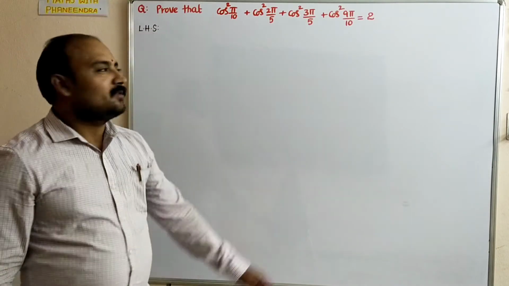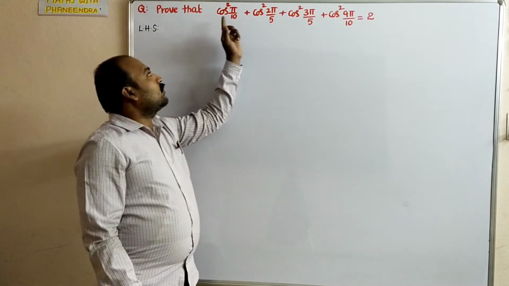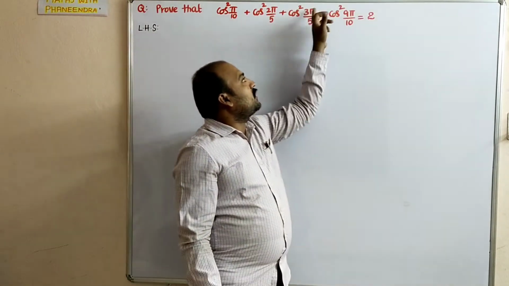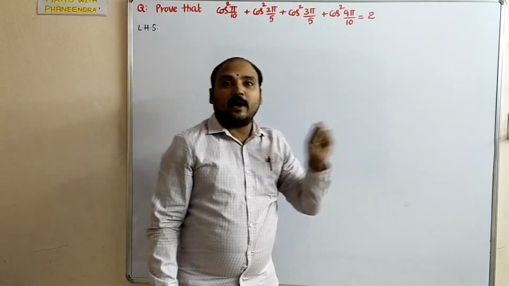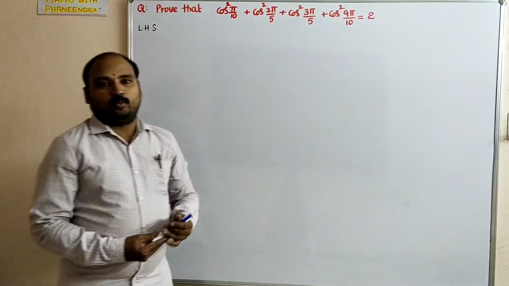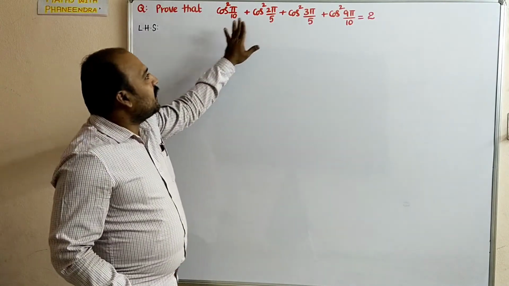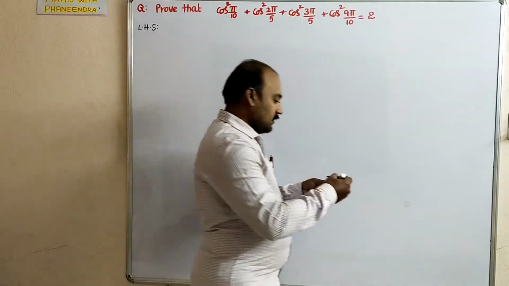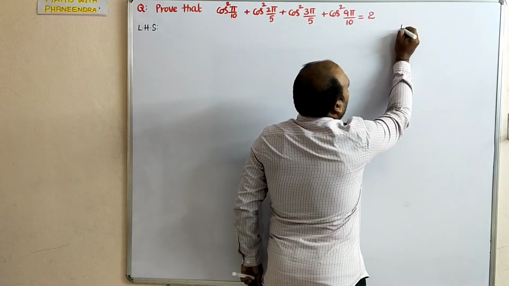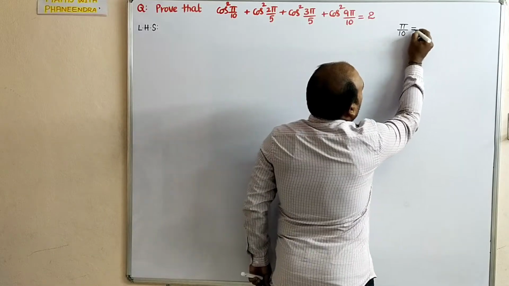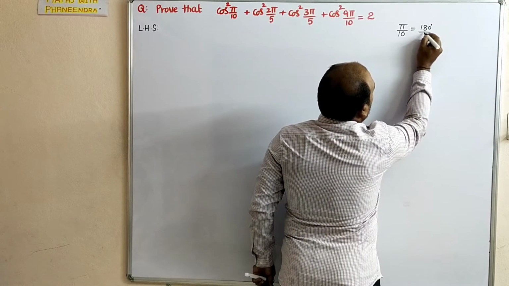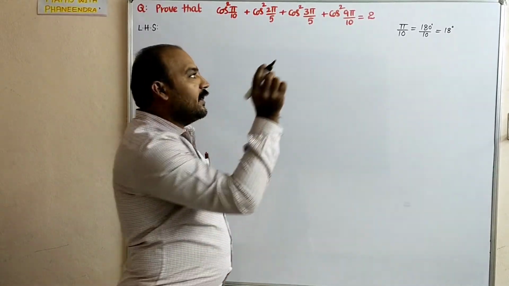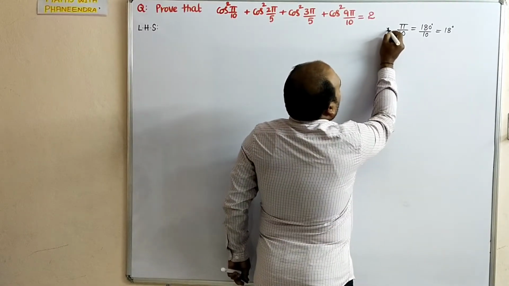The next question. Prove that cos square pi by 10 plus cos square 2 pi by 5 plus cos square 3 pi by 5 plus cos square 9 pi by 10 equals 2. So first, pi by 10 and pi by 5 are the common things. That value you have to calculate first. See there, pi by 10. Pi means 180 degrees divided by 10, which is equal to 18 degrees. Wherever pi by 10 is there, you have to replace it with 18 degrees. This is the first thing.